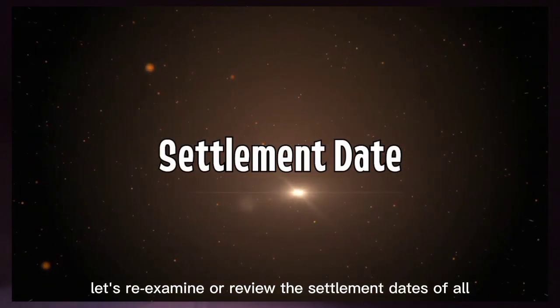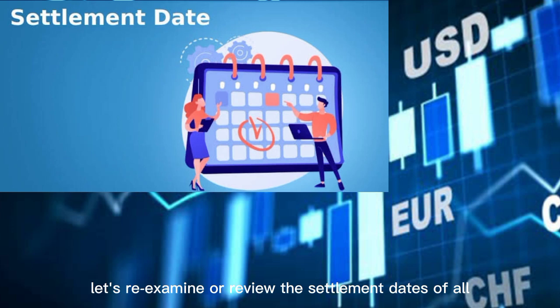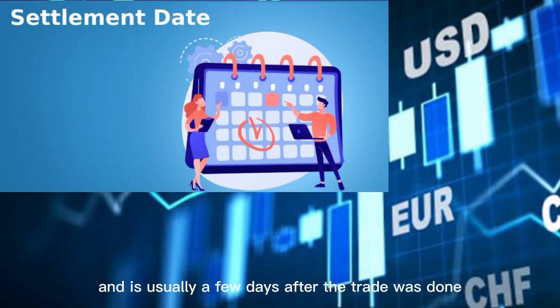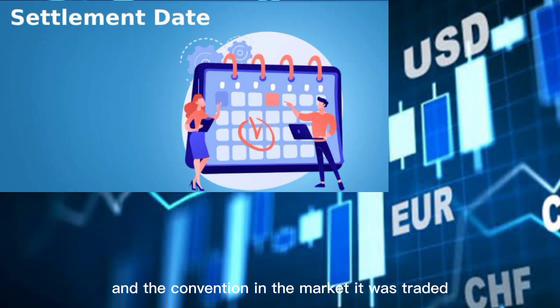Settlement dates. Now let's review the settlement dates of all transactions in the forex markets and understand their differences. Now you know that the settlement date is a security industry term describing the date on which a trade, bond, equities, forex, commodity, etc. settles. That is the actual day on which transfer of cash or assets is completed, and is usually a few days after the trade was done. Note that the number of days between trade date and the settlement date depends on the security and the convention in the market it was traded.